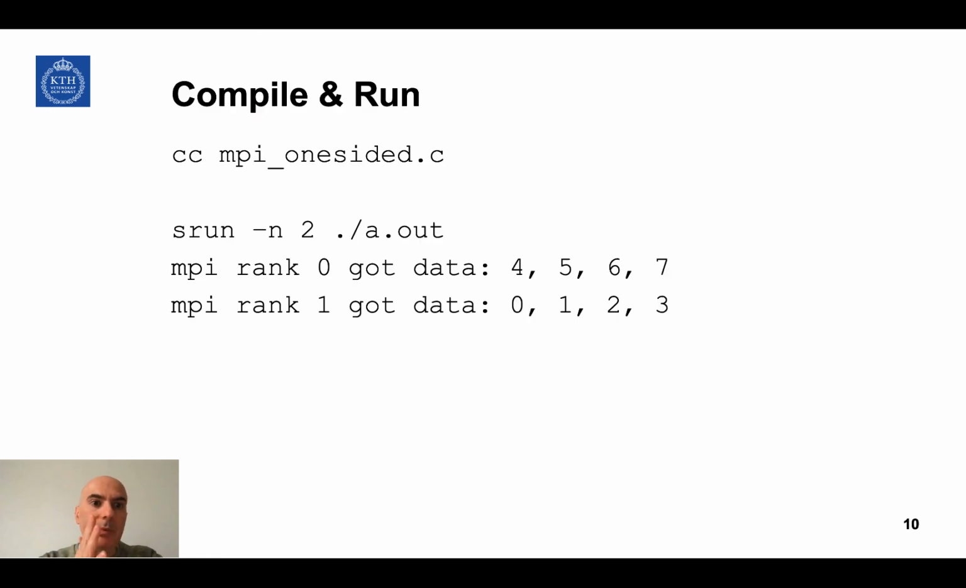We can simply run this on a supercomputer: cc MPI one-sided.c, and then we can run with 2 or more processes. What we get is that MPI rank 0 gets the values from rank 1, so these are 4, 5, 6, 7, and the MPI process with rank 1 gets the values from rank 0. So this was the last slide, and talk to you soon.